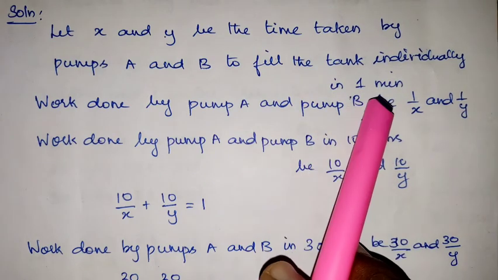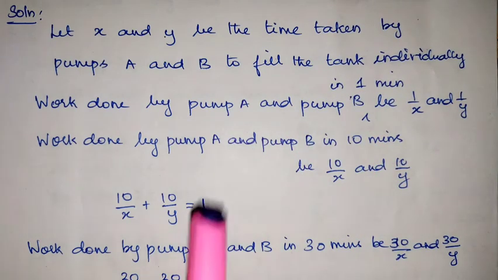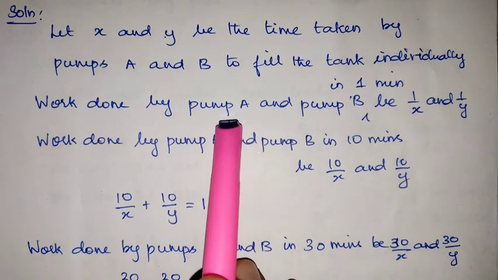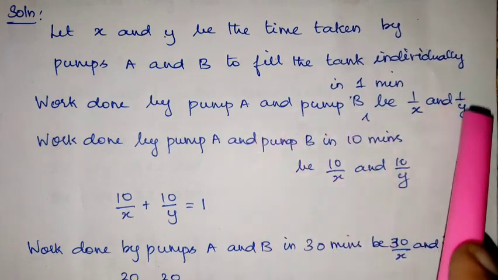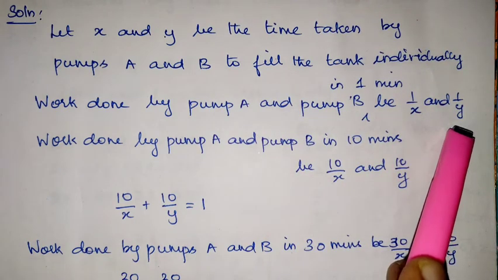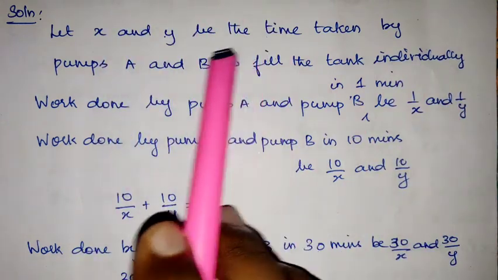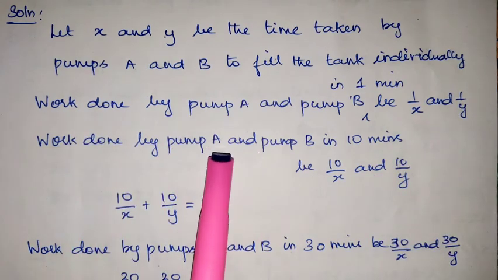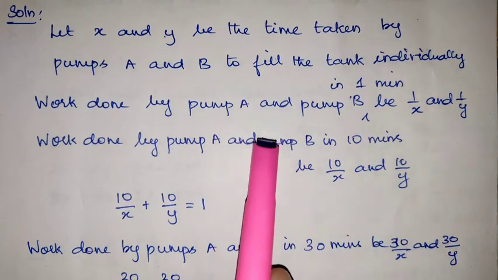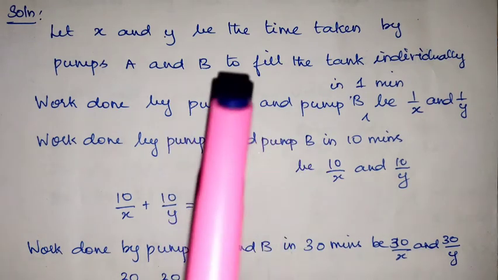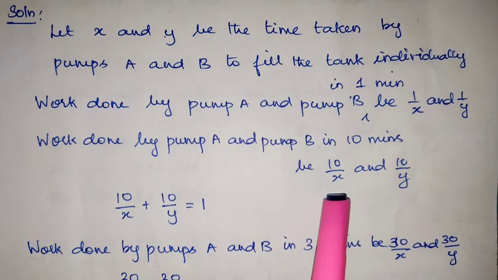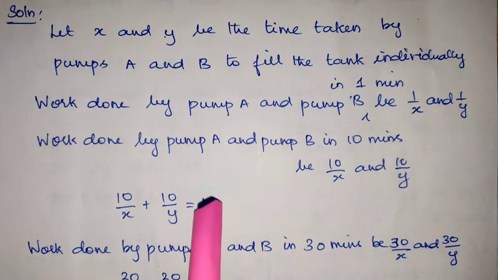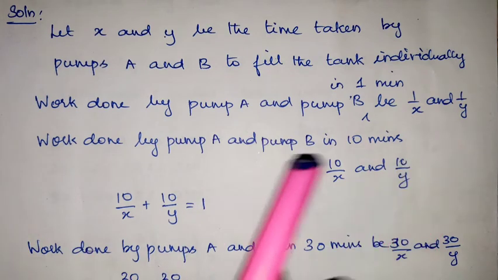That means in 1 minute, how much work is done by pump A and pump B separately. So pump A can do 1 by x of the work and pump B 1 by y, because I told you it is a fraction part, since they are working together. Now the work done by pump A and pump B in 10 minutes. It is given in the question that they work for 10 minutes, so it is 10 by x plus 10 by y, which is equal to 1. What is this 1? One work is completed. The tank is filled.